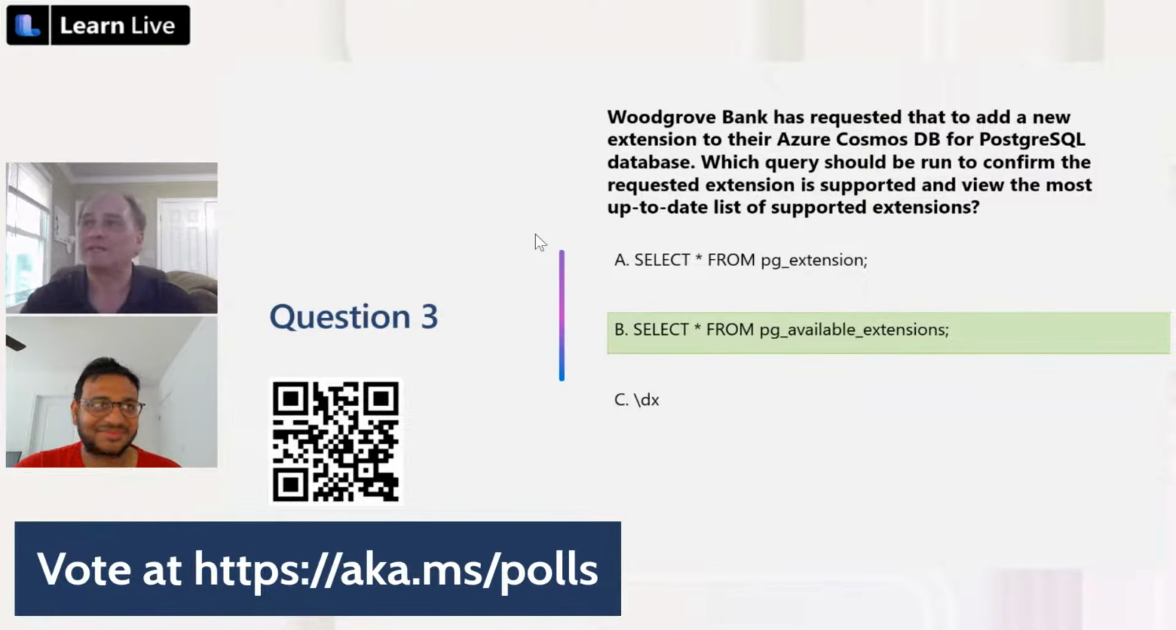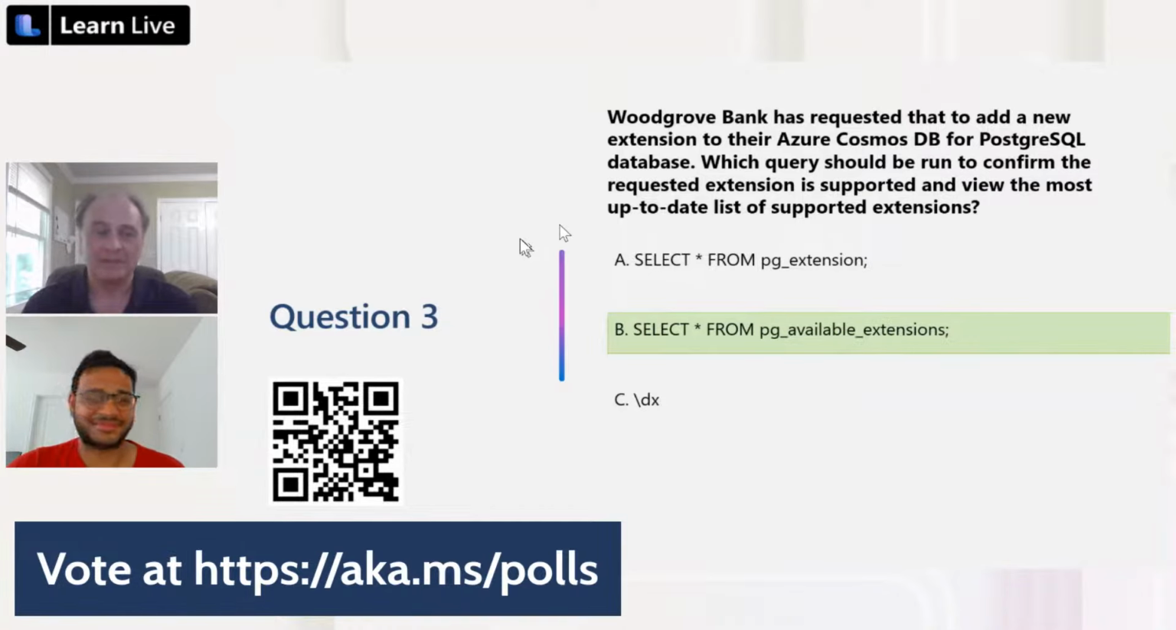Yes, we were right. It is B. So again, to reiterate, to see if the extension has been installed, you go to PG extensions. To see if that extension is supported or available, you go to PG available extensions. Yep, it makes sense.